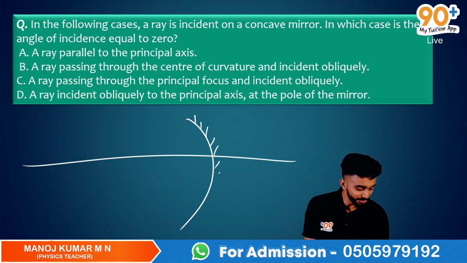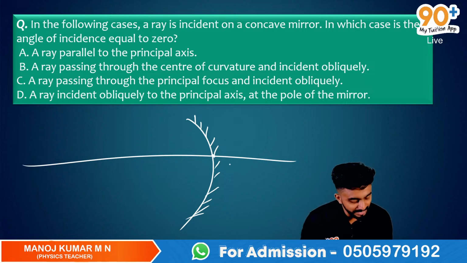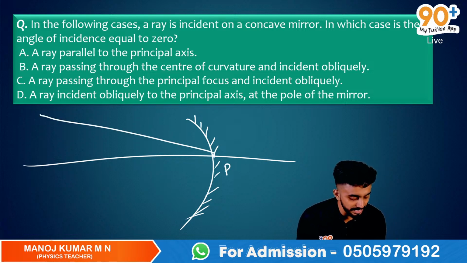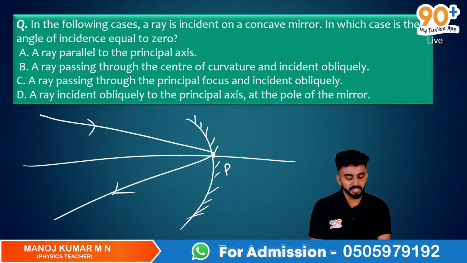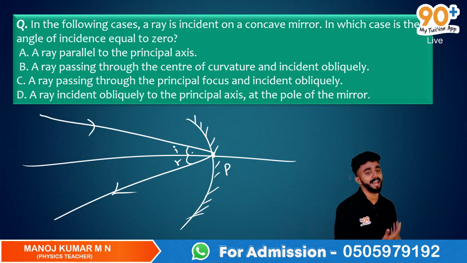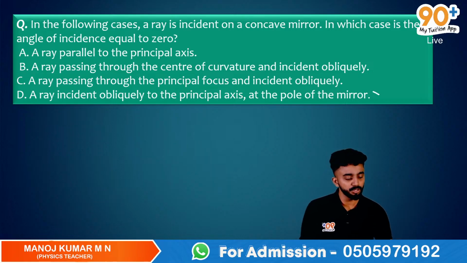Yes. So over here, if I'm considering a concave mirror like this, and let's say this is the pole of the mirror, an incident ray is incident at the pole of the mirror. It'll go obliquely like this. Still there will be an angle of incidence, and proper angle of incidence and angle of reflection is there. So in this case also the angle of incidence will not be equal to 0. So in all these three cases it will not be equal to 0.